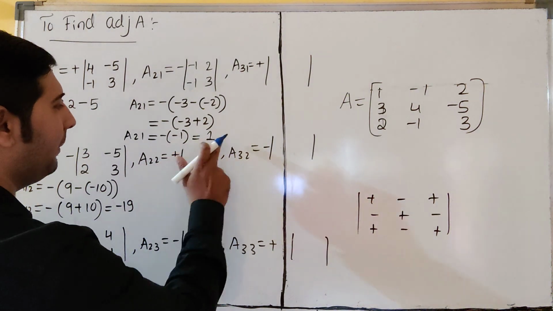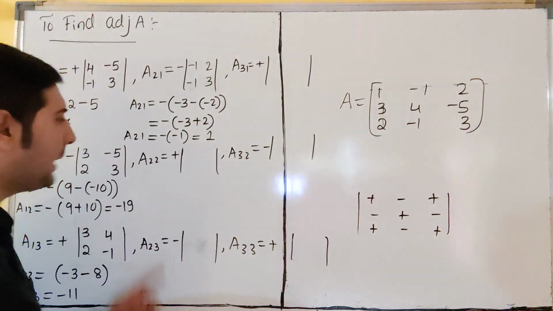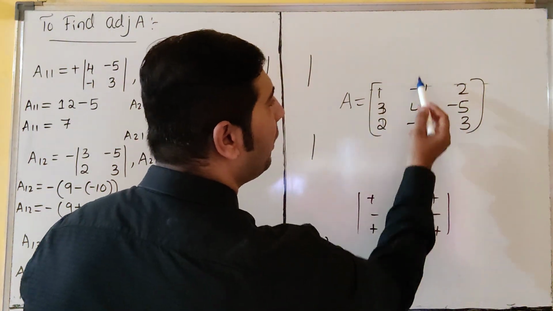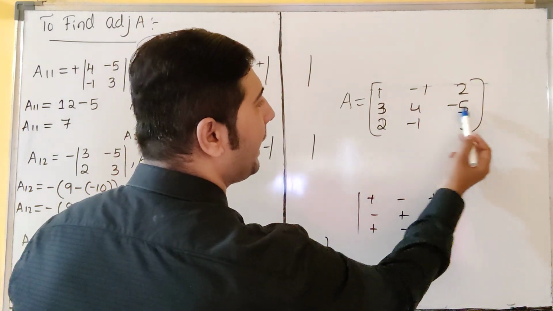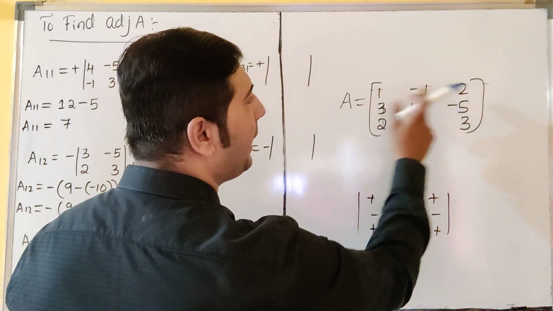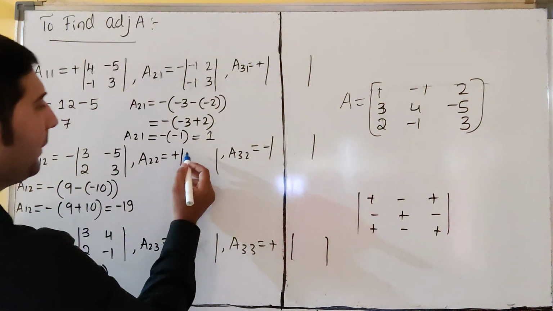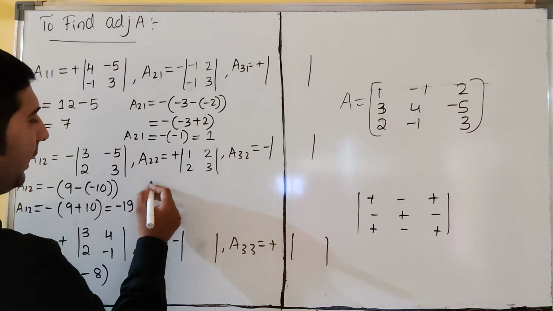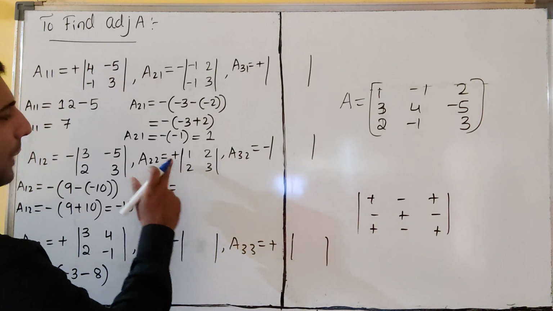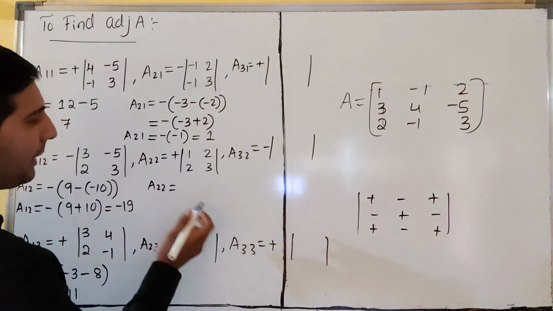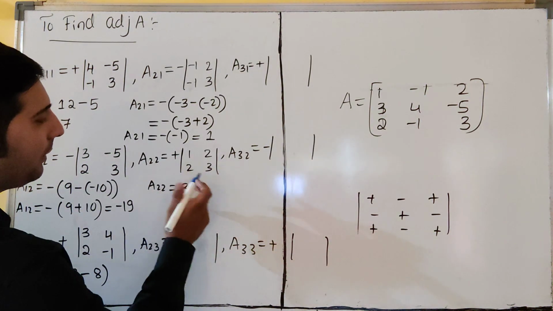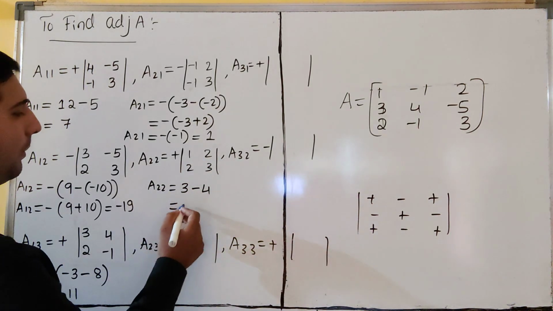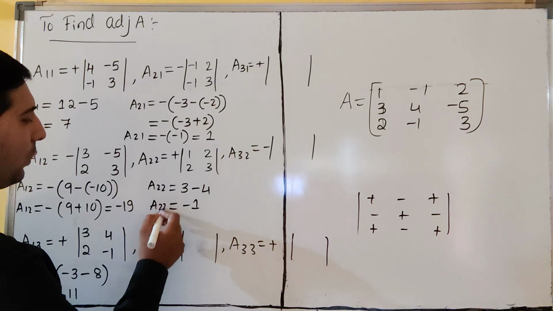A22, how will we find it? You see here. Now I have to leave the second row, second column. Second row, second column you leave. What will you be left with? 1, 2, 2, 3, dear students. Everyone agree? So now see how to find A22. The plus sign is there, you may write it or not, doesn't matter. 1 3s are 3, minus 2 2s are 4, dear students. 3 minus 4 is what? Minus 1. This is your A22.